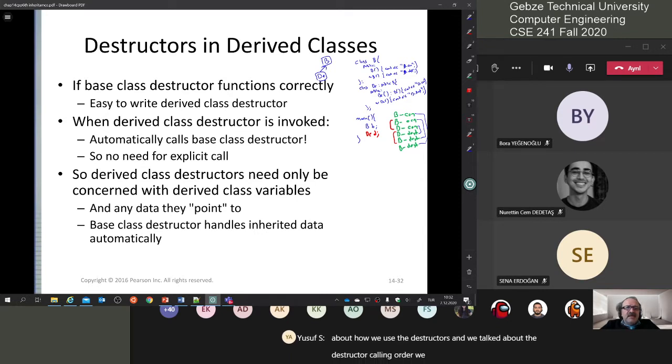We usually say that the destructor calling order is just the opposite of the constructors. It seems that way, and I think I have shown you this example. Okay, that was what we did last time. So let's continue, and let's finish up with this chapter 14, and we are gonna start another topic which is related to inheritance. We are gonna look at the final fundamental topic of object-oriented programming, polymorphism.